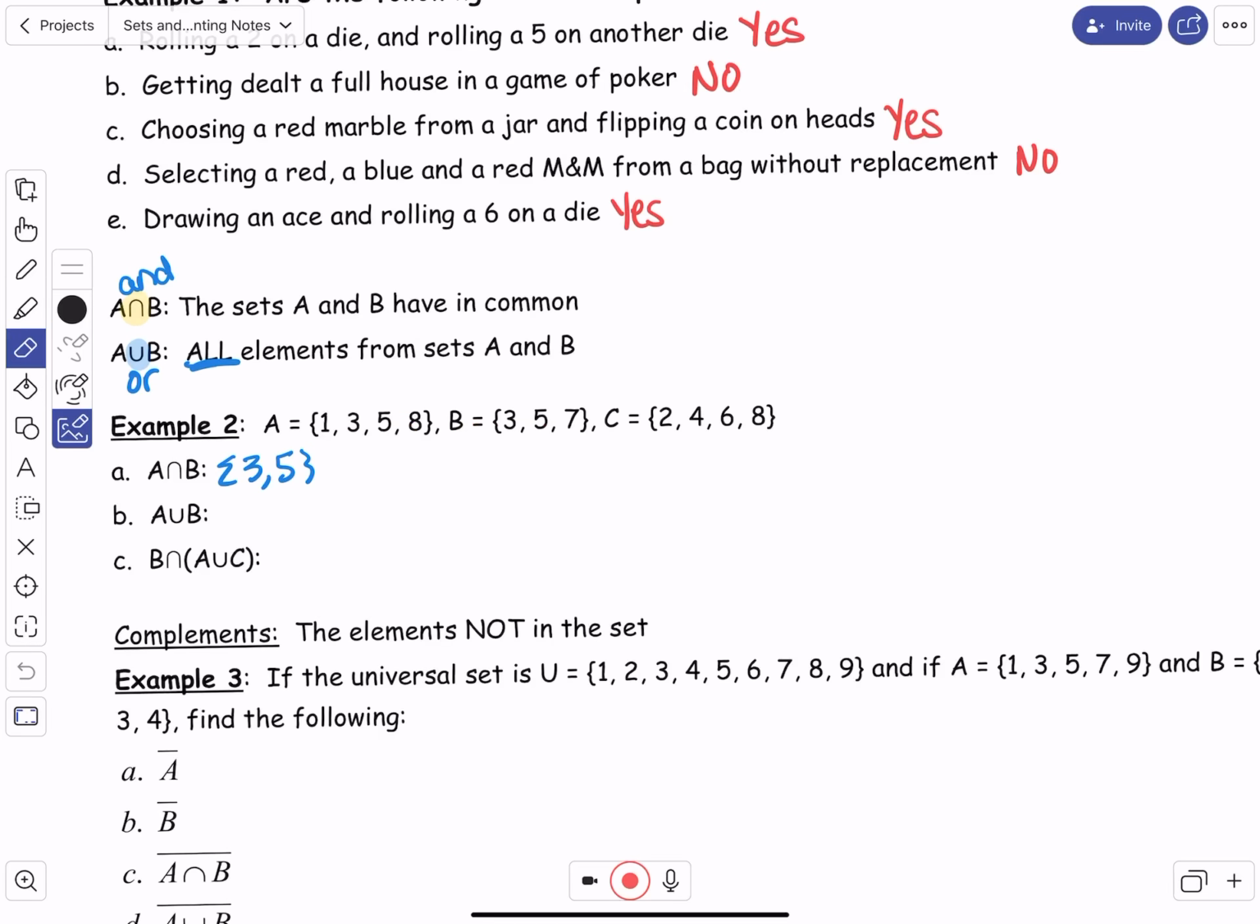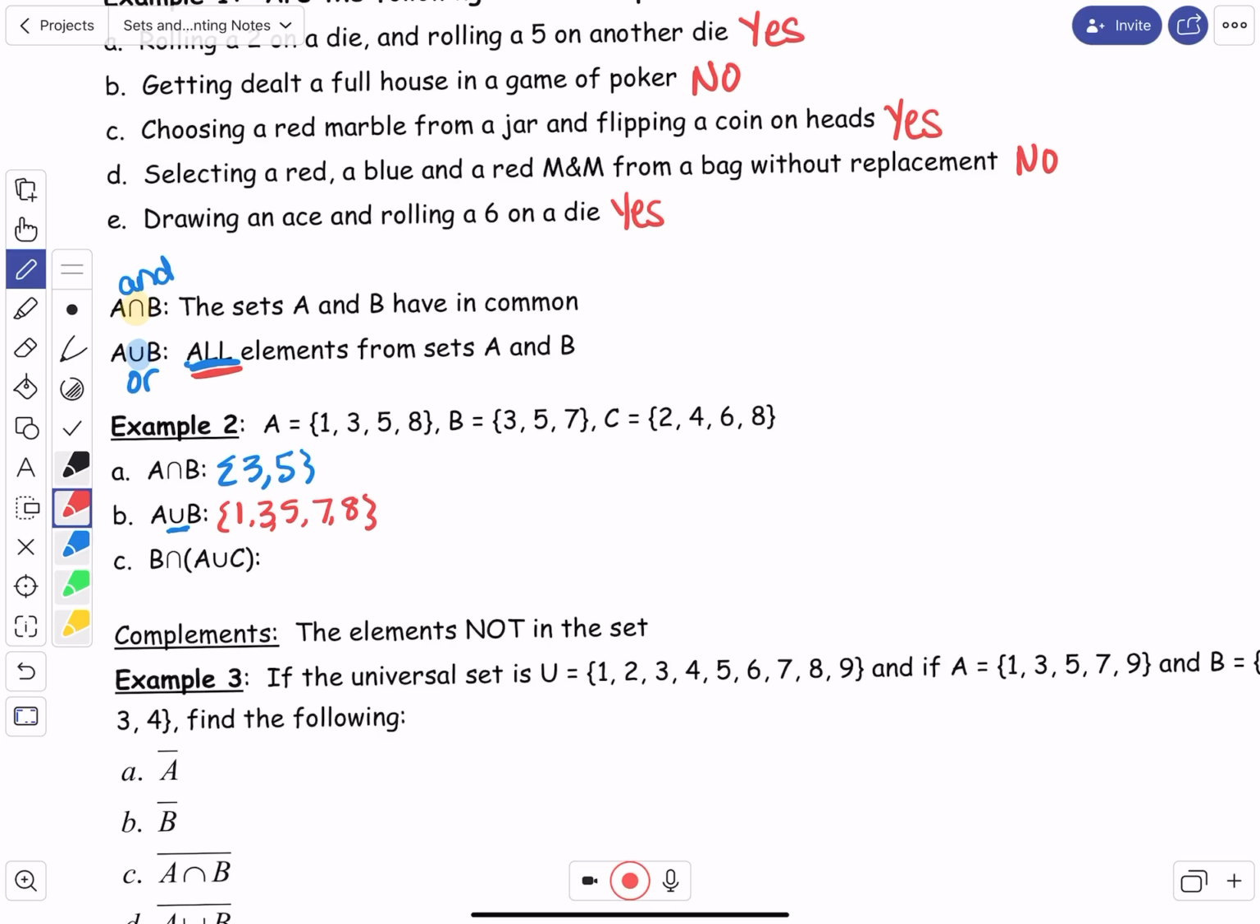All right, then our next example for B, it uses this symbol. So that means, remember, if we refer back up here to our example, we do all, okay? So we list everything from A and B. Okay, so we would list, and I would just do it in numerical order. I'm going to do 1, 3, 5, 7, and 8. So I'm listing all the numbers from A and B.